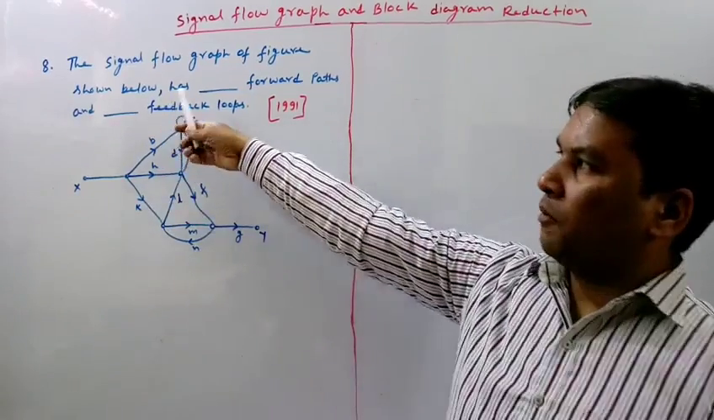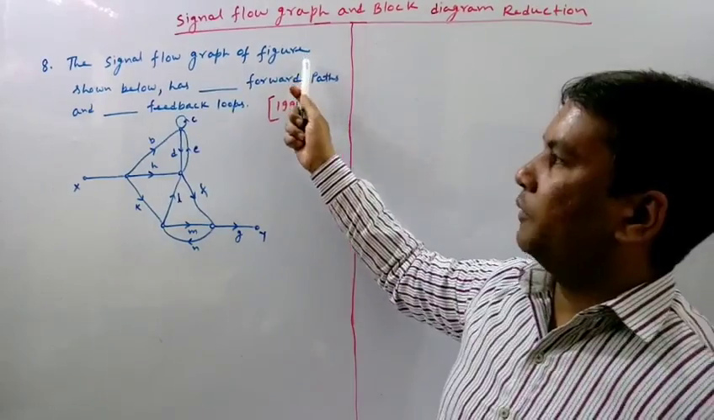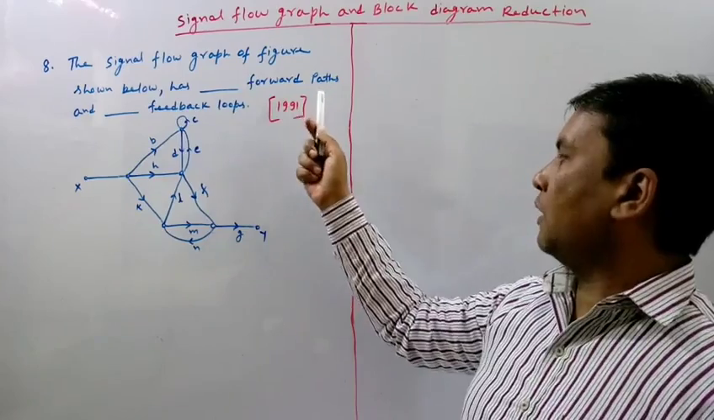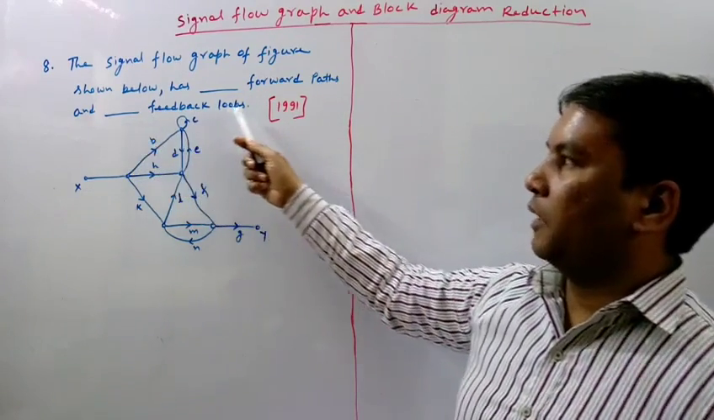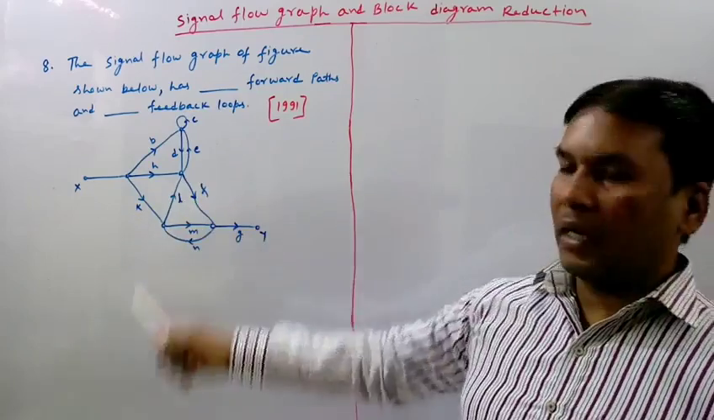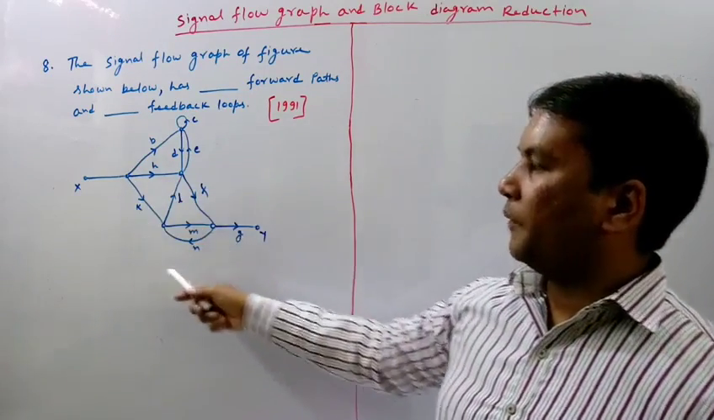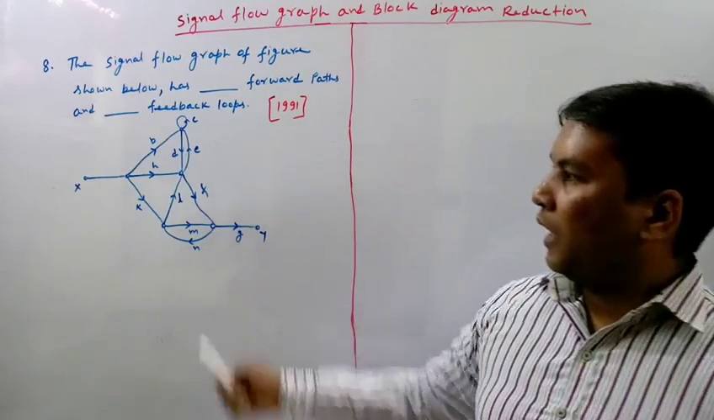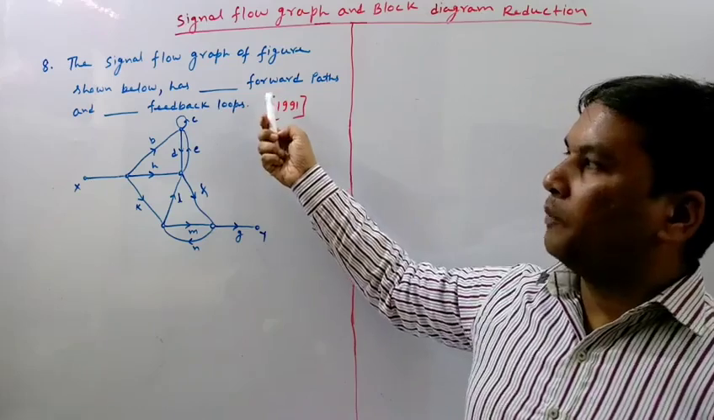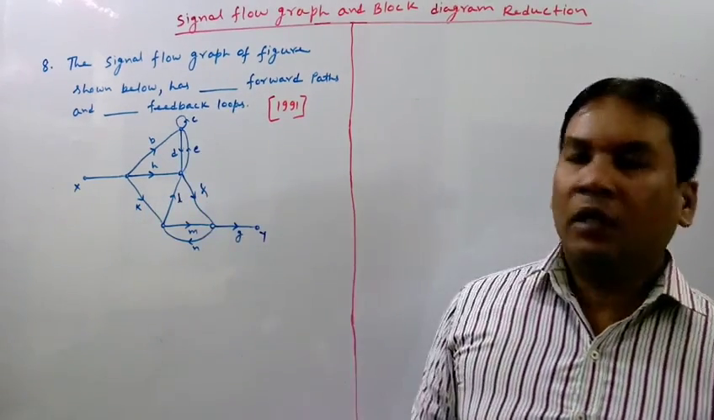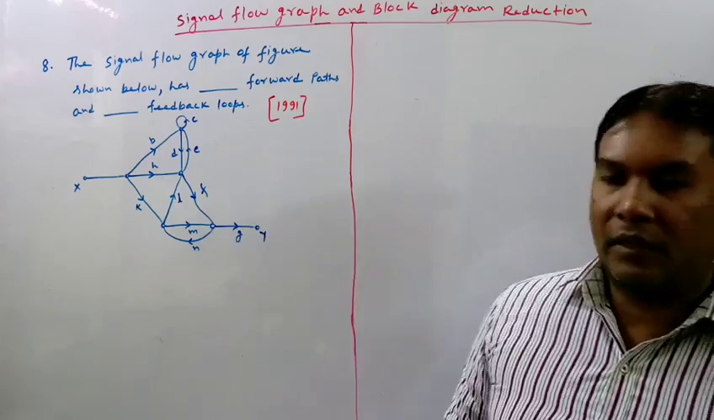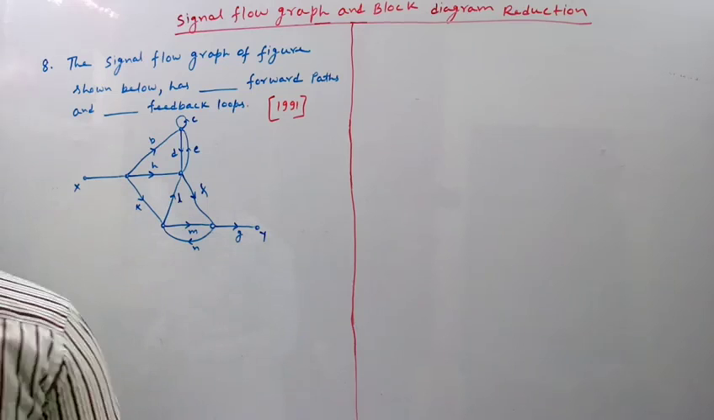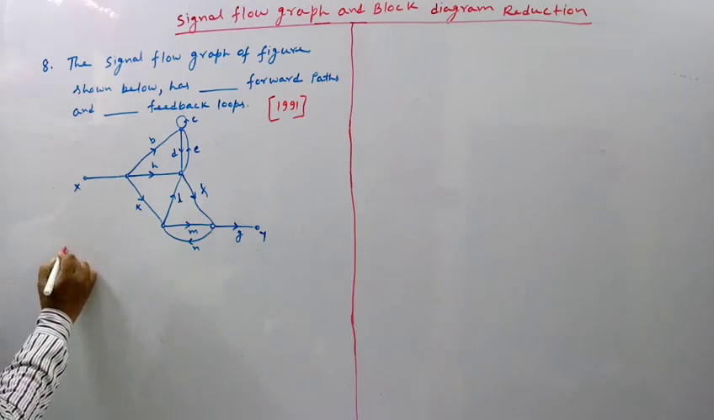Okay. The next problem is: the signal flow graph of the figure shown below has fill in the blanks forward paths and fill in the blanks feedback loops. So this is a fill in the blanks type question and the signal flow graph is shown here, and this question has been asked in GATE 1991. The question is asking how many forward paths are there and how many feedback loops are there. So let us find the forward paths. What are the forward paths?